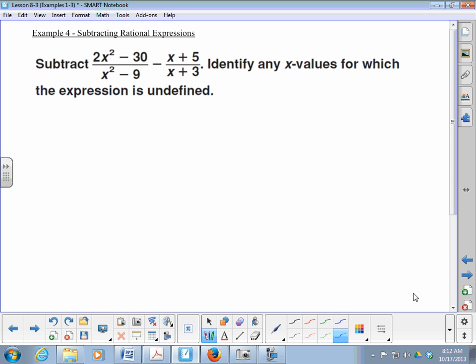Okay? All right, so first of all, what is my first step going to be in subtracting here? Okay, we're going to factor, all right? Factor the denominators if we can. All right, so I'm going to rewrite it.